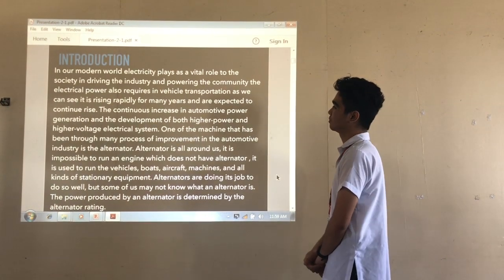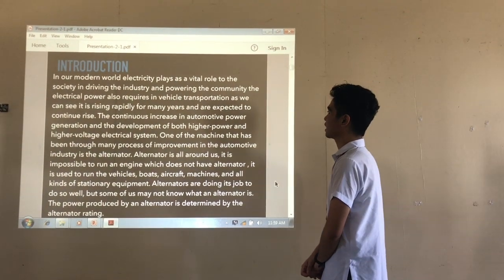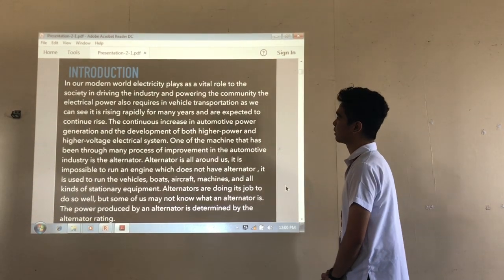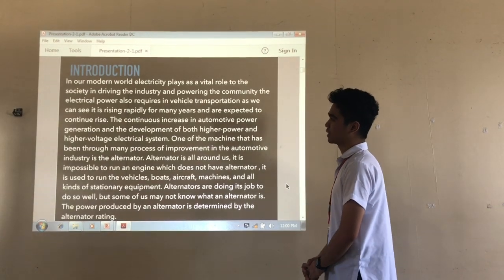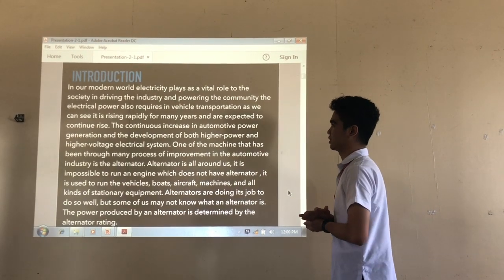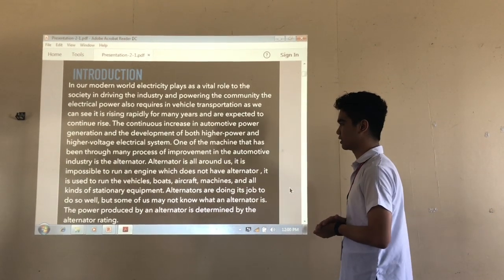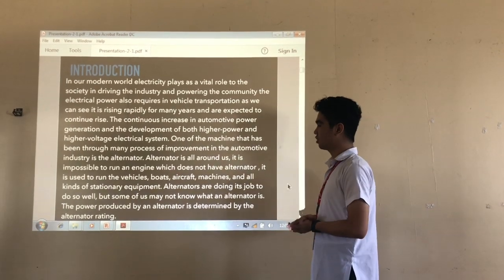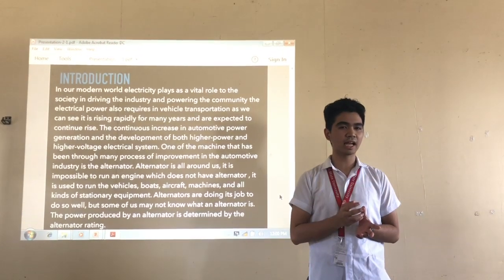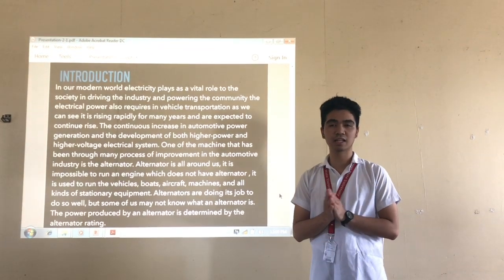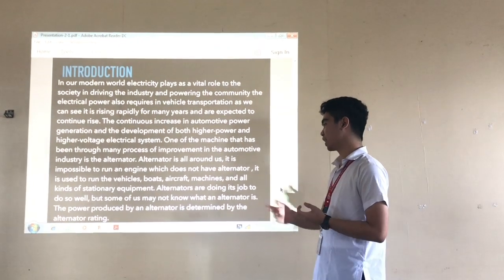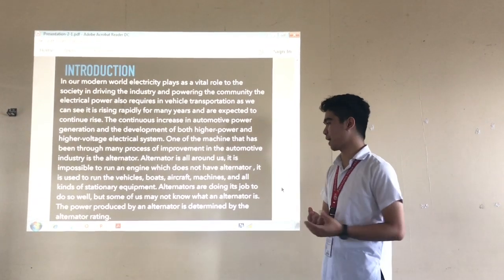First, the introduction. In our modern world, electricity plays a vital role in society, driving industry and empowering the community. Electrical power is also required in vehicle transportation, as we can see it has been rising rapidly for many years and is expected to continue to rise. Alternators are all around us: we can see them in cars, airplanes, boats, aircraft, machines, and so on.